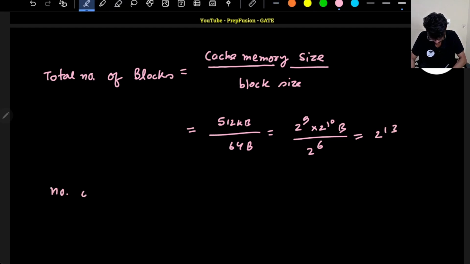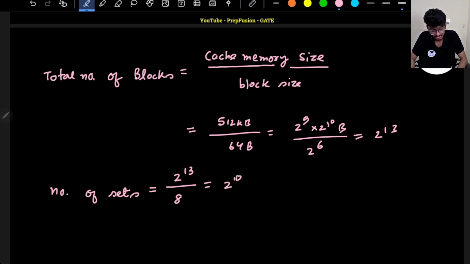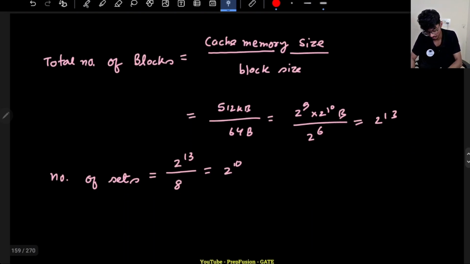Now the number of sets will be what? Number of sets will be equal to 2 raised to power 13 divided by the total number of blocks per set, whatever the associativity is. It is 8-way associative, so it is 2 cube, so this will be 2 raised to power 10. So the number of sets is 2 raised to power 10. What are they asking? What is the number of sets in the cache?